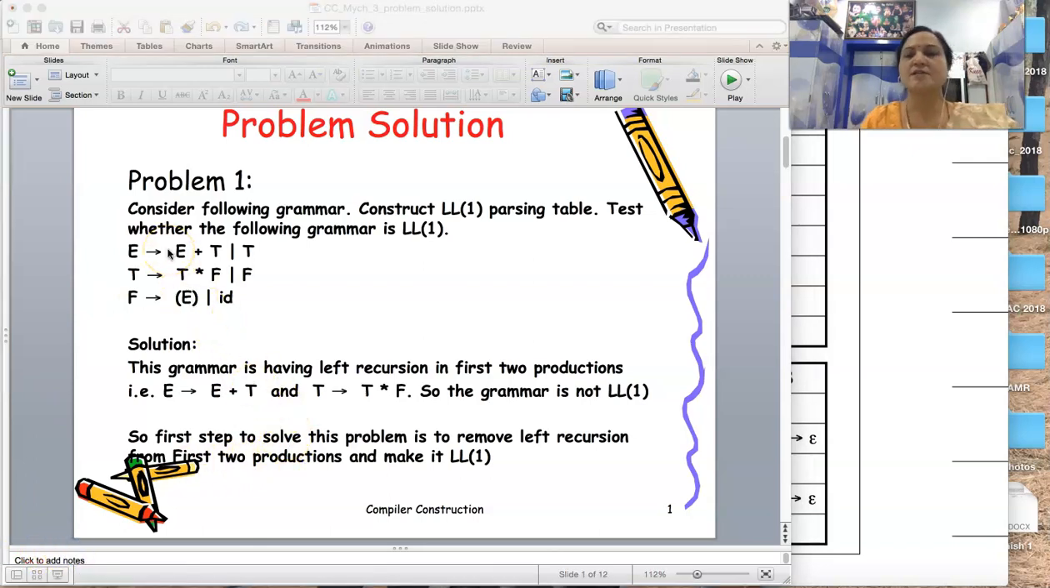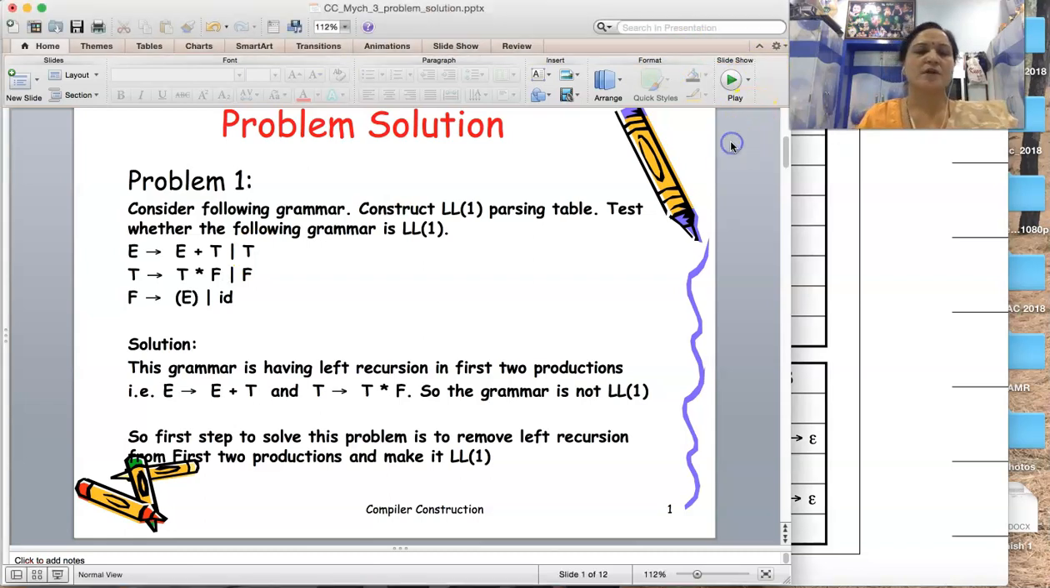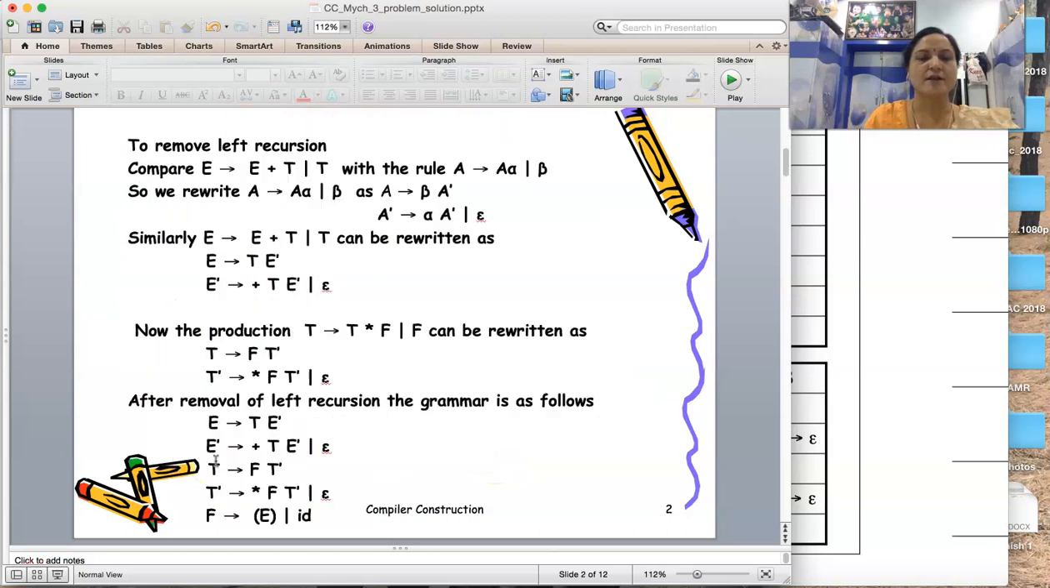So the first production is E tends to E plus T, which has left recursion, and then T tends to T into F. It also has left recursion. So first we have to remove the left recursion from the first two productions. So this grammar has left recursion in the first two productions, that is E tends to E plus T and T tends to T into F. So the grammar is not LL1. The first step to solve this problem is to remove left recursion from the first two productions and make it LL1.